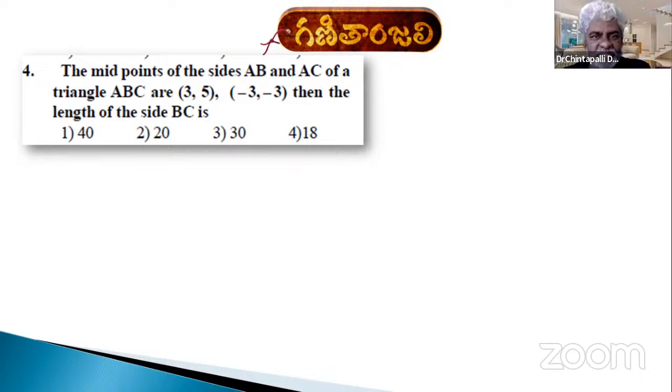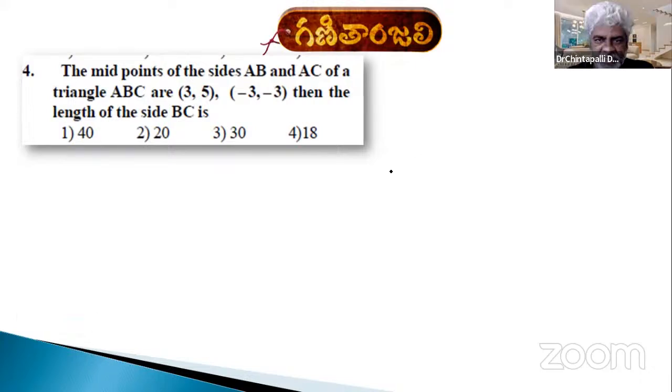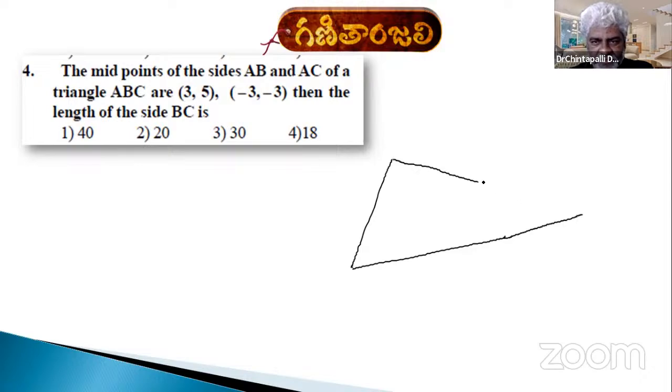The midpoints of sides AB and AC of a triangle ABC. This is triangle ABC.